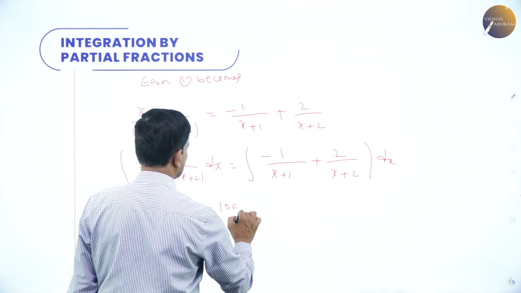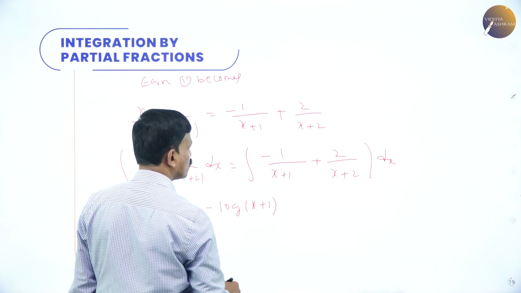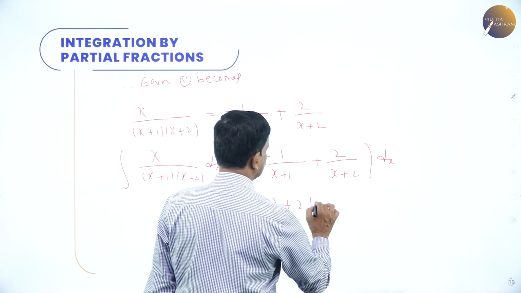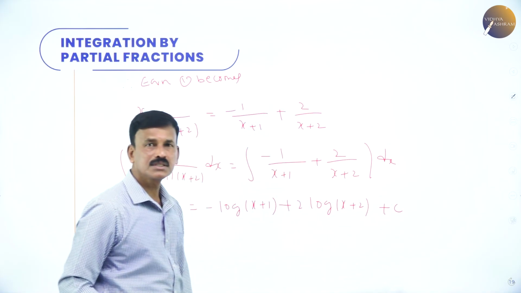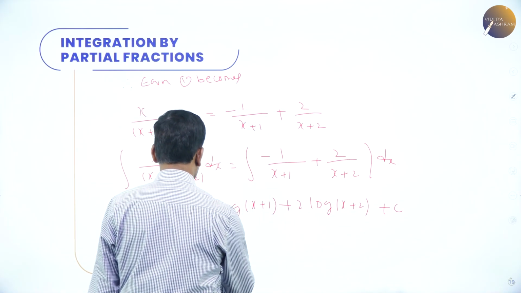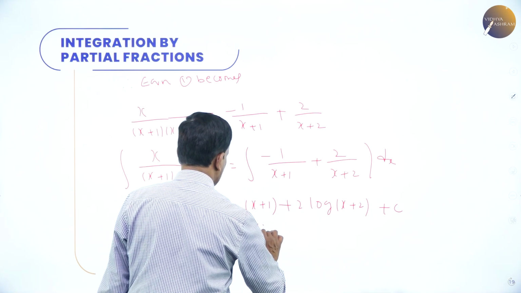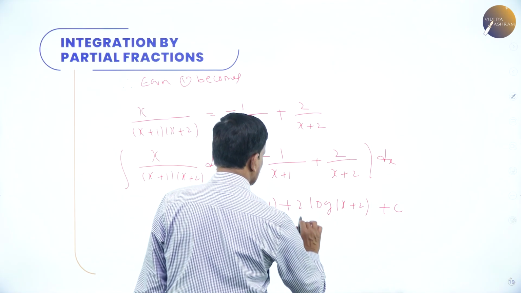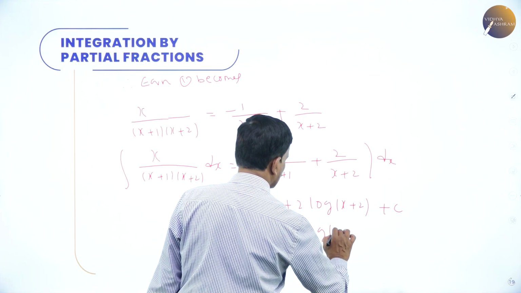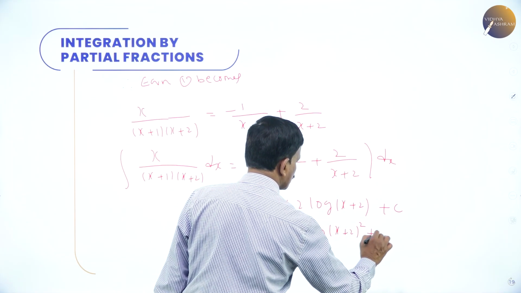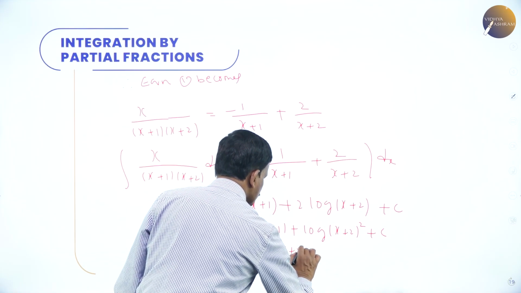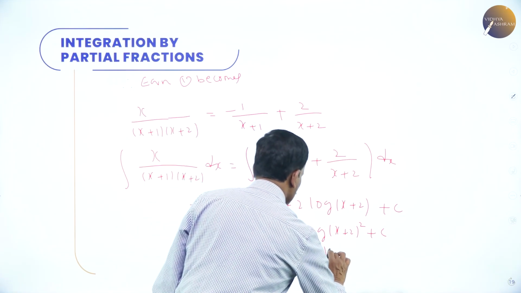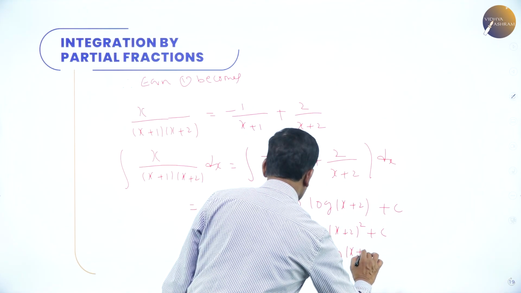Integral of 1 over (x plus 1) is log |x plus 1|, with the minus sign, plus 2 into integration of 1 over (x plus 2), which is log |x plus 2|, plus c. Now this can also be written as minus log of (x plus 1) plus, since n log m is log m to the power of n, log of (x plus 2) whole square, plus c. Now just write first this: log of (x plus 2) whole square minus log of (x plus 1) plus c.